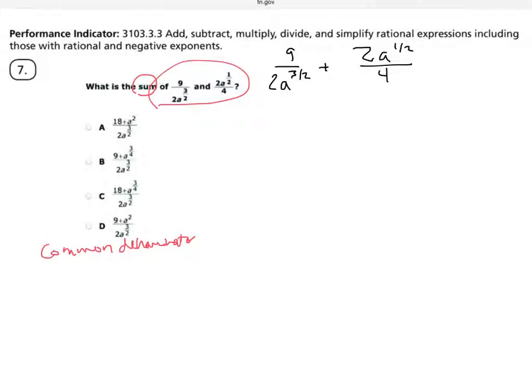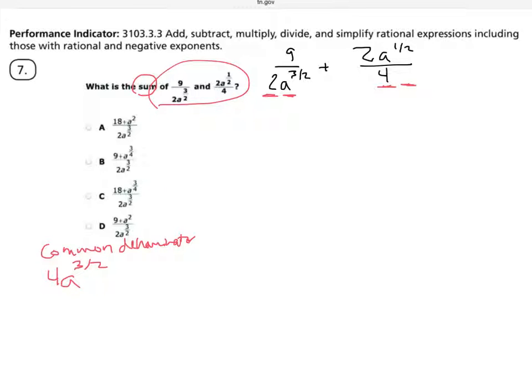In order to add or subtract fractions, the denominators need to be the same. So I need to think about what these numbers would have in common. The lowest common number between 2 and 4 would be 4. And then I also need to get this variable, the a to the 3 halves, into the second fraction. So my lowest common denominator would be 4a to the 3 halves.